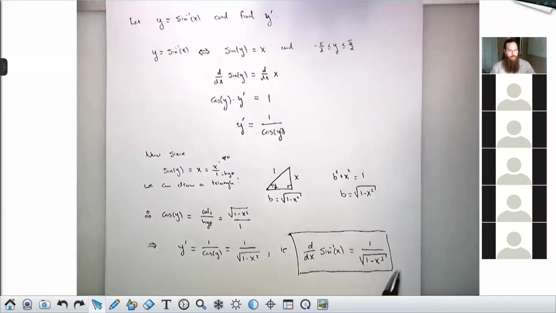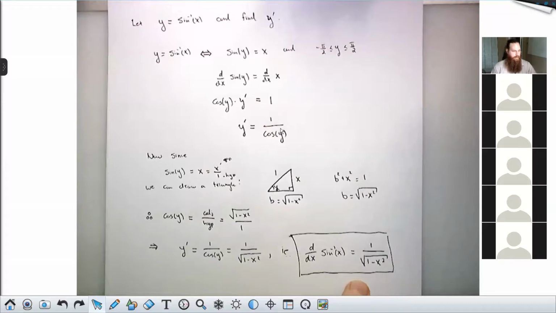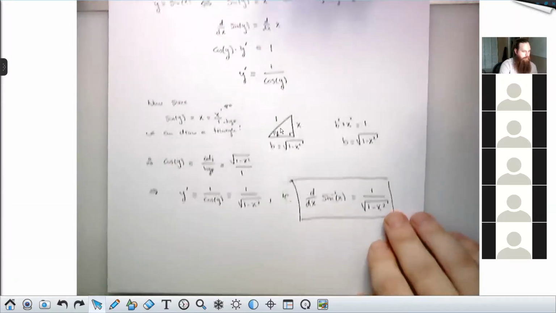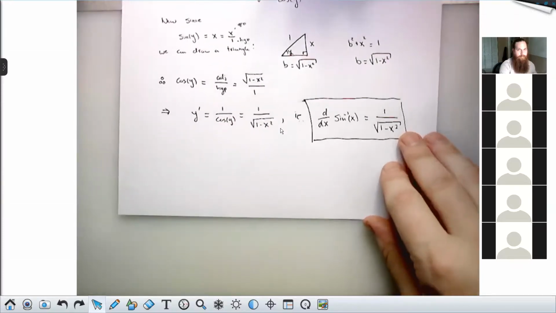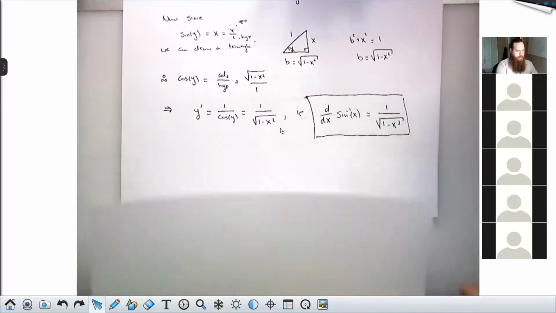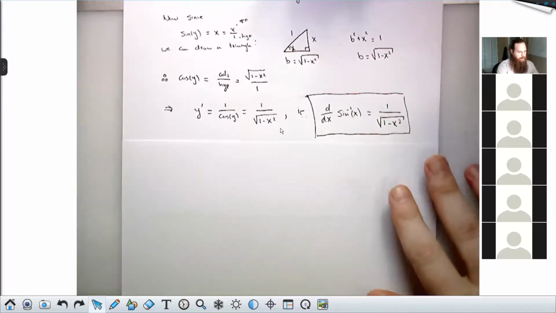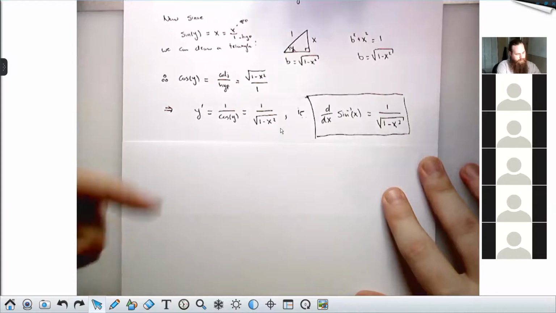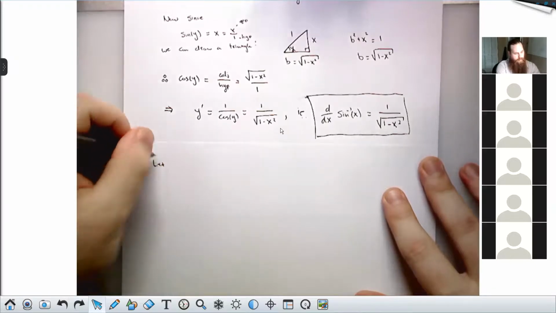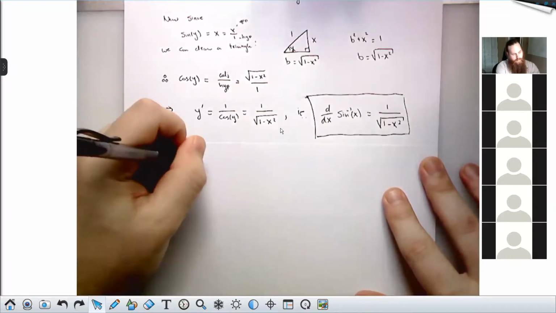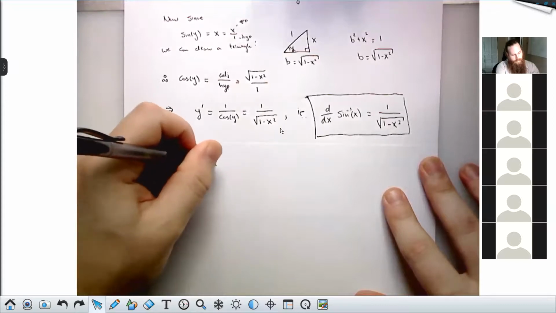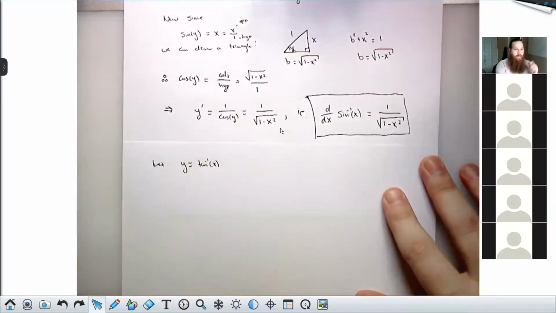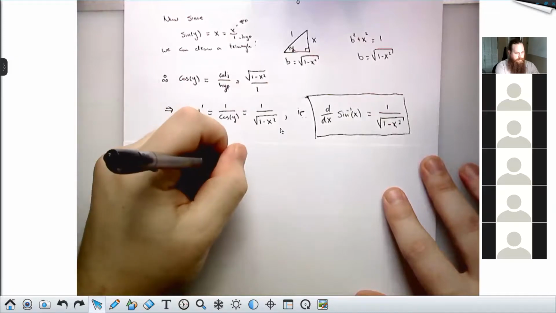Okay, so make sure you store this somewhere. Never forget it. Let's find the derivative of the inverse tangent function.